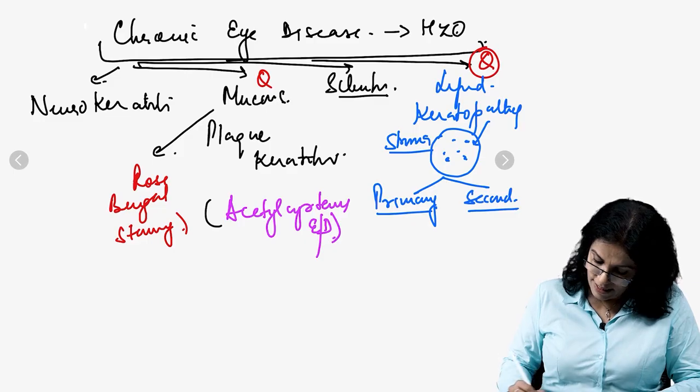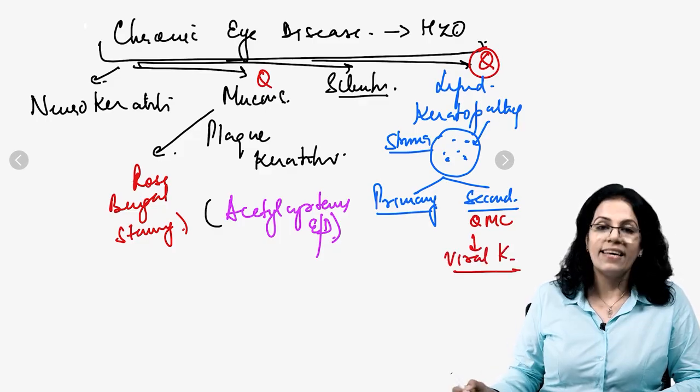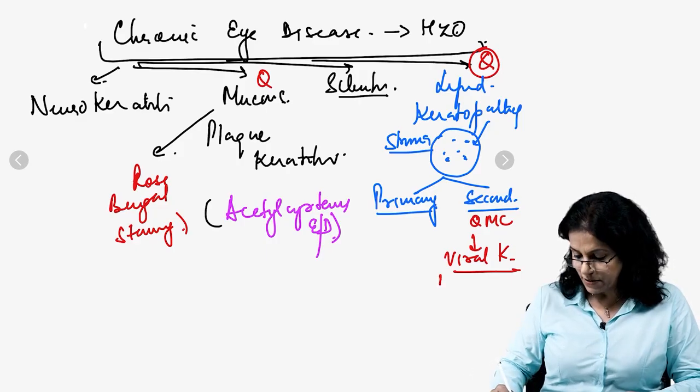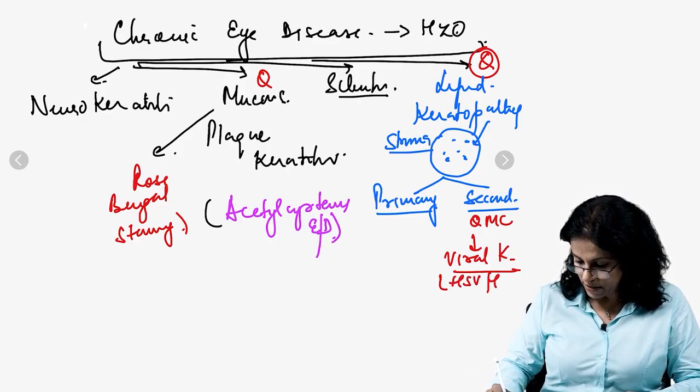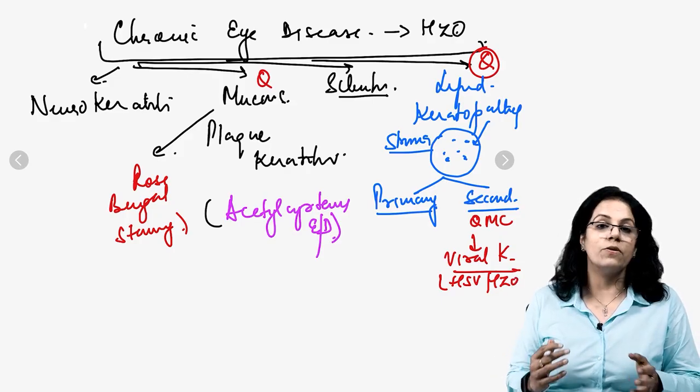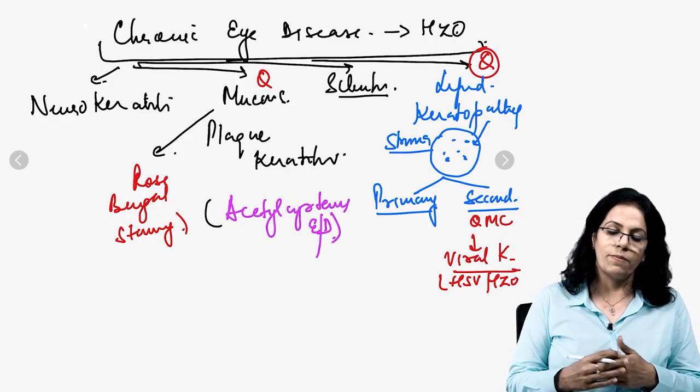Secondary, we know the cause. Here is the exam question: most common cause, and we answer it is viral keratitis. So, herpes keratitis. Mainly we are talking about herpes simplex and herpes zoster. This can lead to lipid keratopathy. Mainly it is the zoster part more.